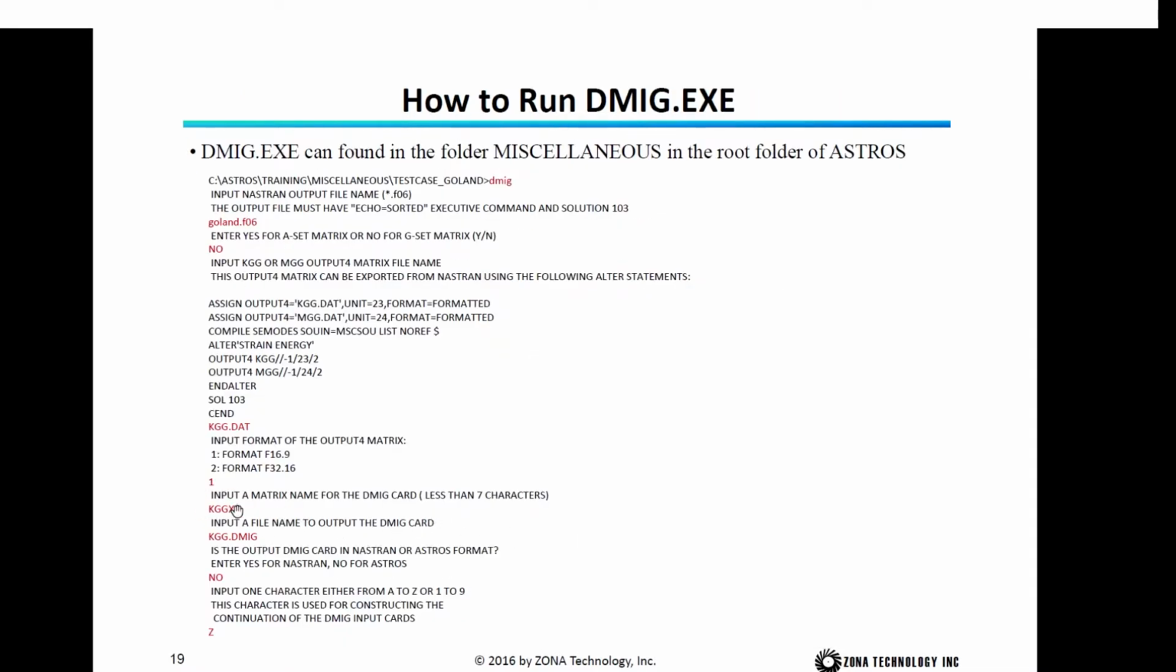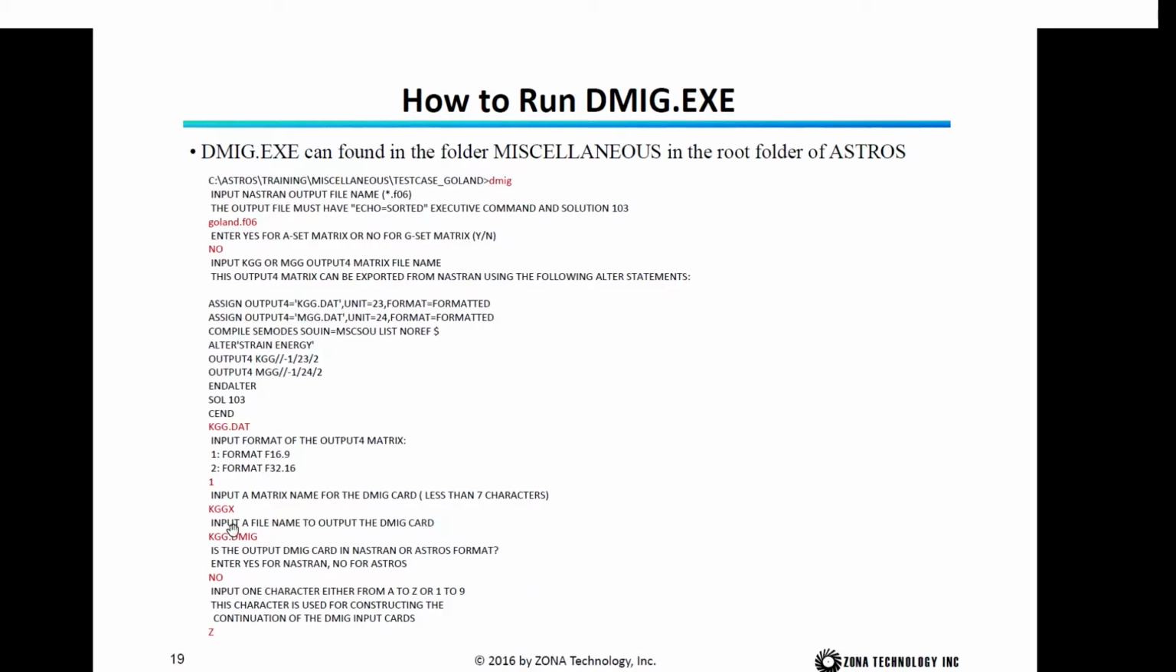So I call it KGG. Then a file name to output the DMIG card, I call it KGG.DMIG. It asks whether to output the DMIG card in NASTRAN or ASTROS format, and I said no, so it's in ASTROS format. Input 1 character, either from A to Z or 1 to 9. This character is used for constructing the continuation of the DMIG input card, as a Z.